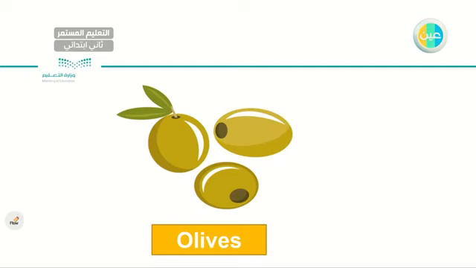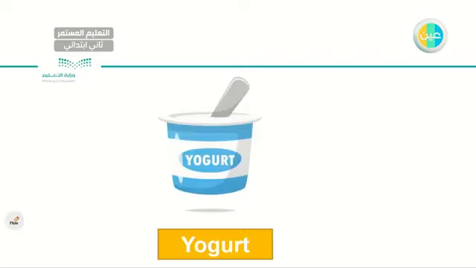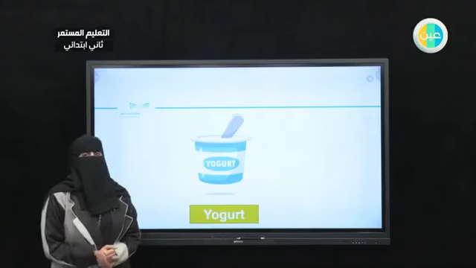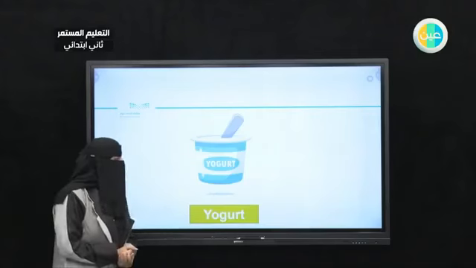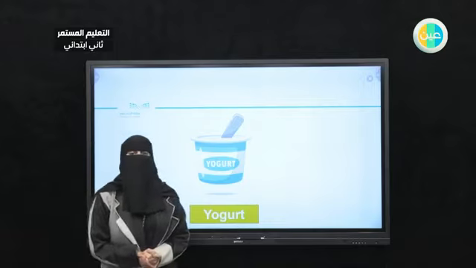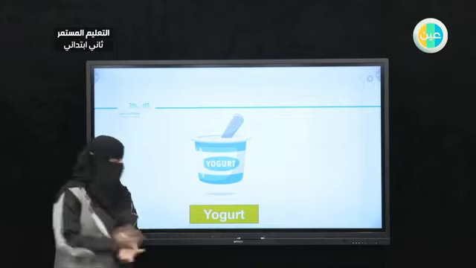Olives. Olives. Very good. Next I have yogurt. Yogurt. Yogurt. Very good.